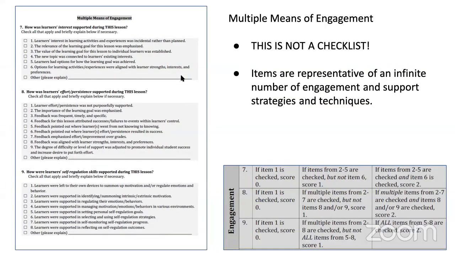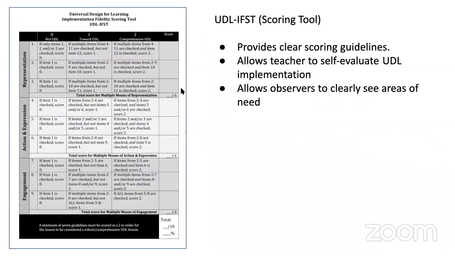And then the same is happening for multiple means of engagement, same kind of setup. This is what the scoring tool looks like in its one-page format. And as I mentioned, it's very specific scoring for each of the individual guidelines, so that observers can really see what's happening in each section.